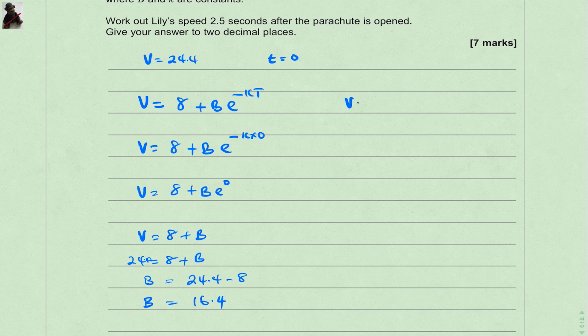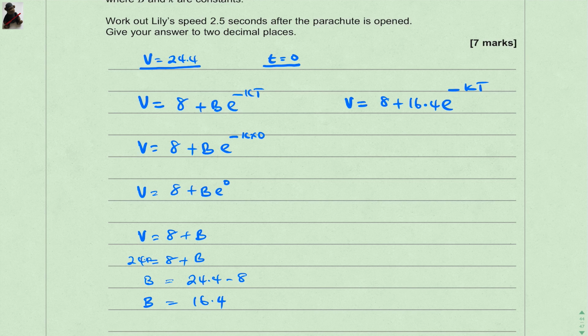I'll get a new v equals 8 plus 16.4 e to minus kt. Now I know what my b is. As you can see how I found the b, you need to use the initial velocity at the point when the parachute was released. At that point, time t will be 0, a new time for the decline to start.